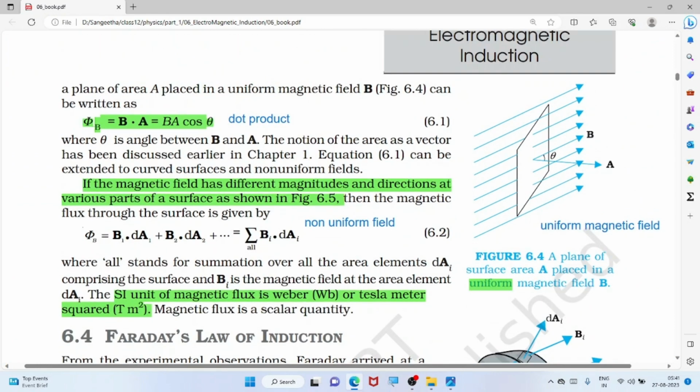This is the formula for the flux. The flux is directly proportional to the magnetic field, the area of cross section, and the cosine of the angle between the magnetic field and the area vector. See, this is the area vector and the magnetic field, and the angle between them is theta. This will be maximum when theta is 0. When theta is 0, cos 0 is 1, then flux is BA. That is, the area vector and the field are parallel. That will be the maximum flux.